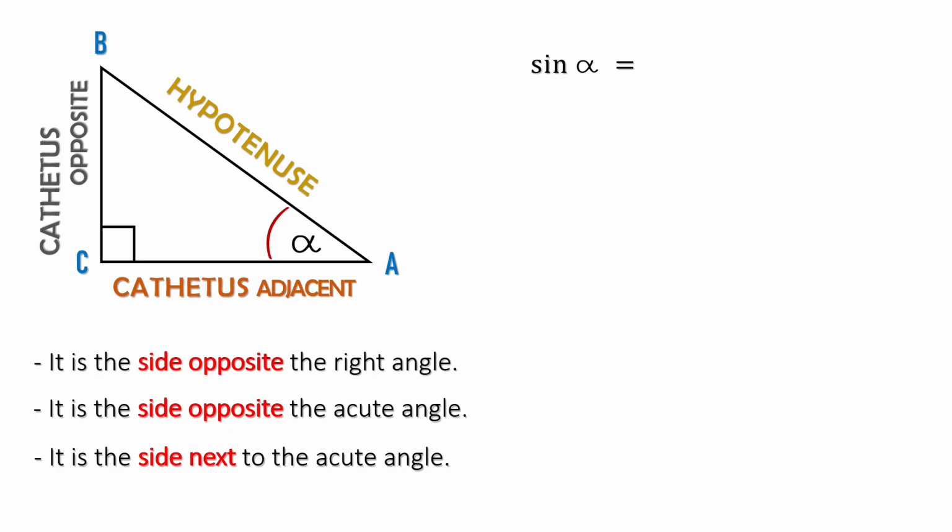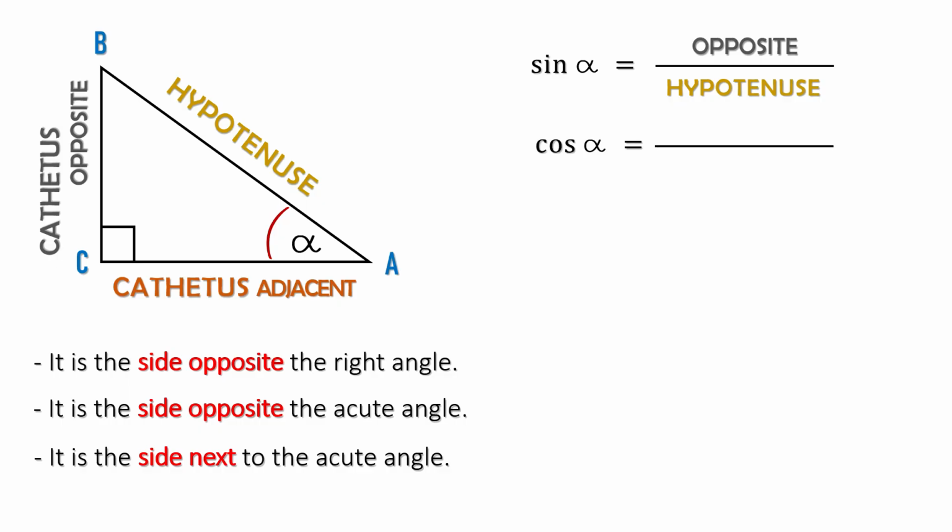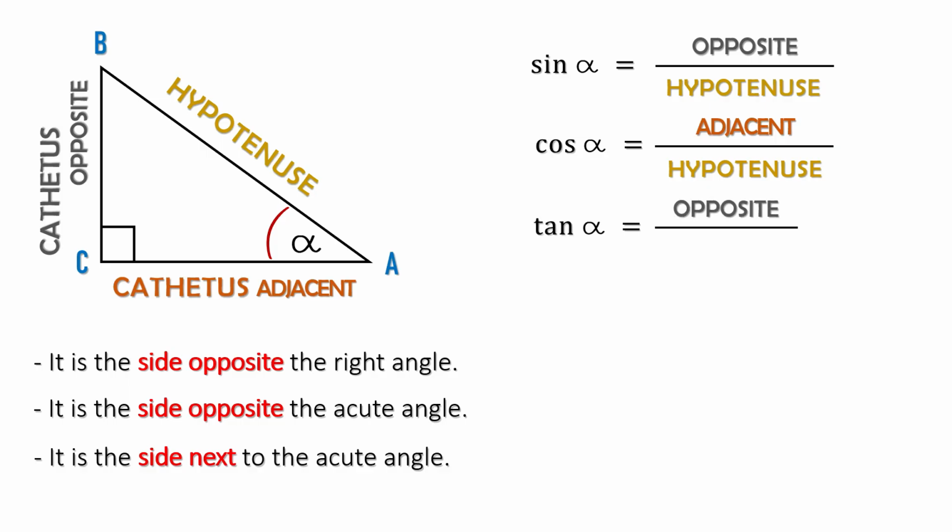First, the sine of alpha is defined as the ratio between the length of the opposite side and the length of the hypotenuse. Second, the cosine of alpha is defined as the ratio between the length of the adjacent side and the length of the hypotenuse. And third, the tangent of alpha is defined as the ratio between the length of the opposite side and the length of the adjacent side.